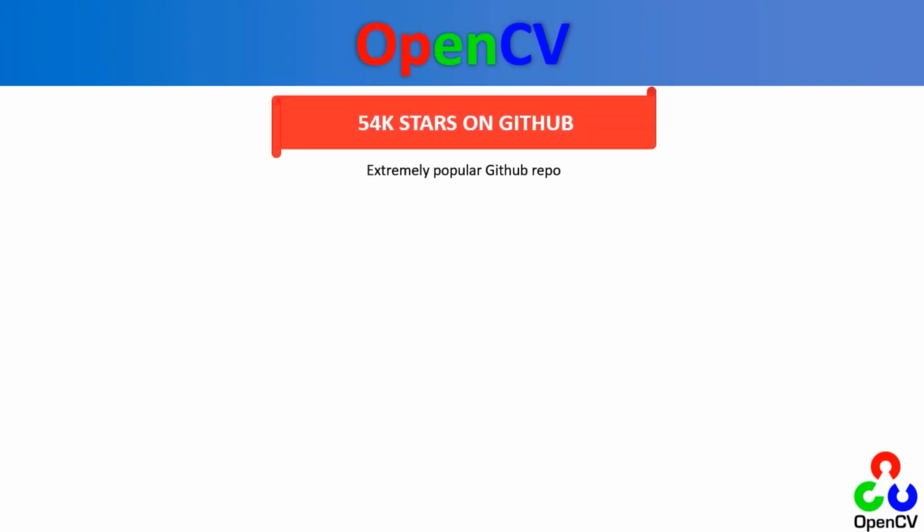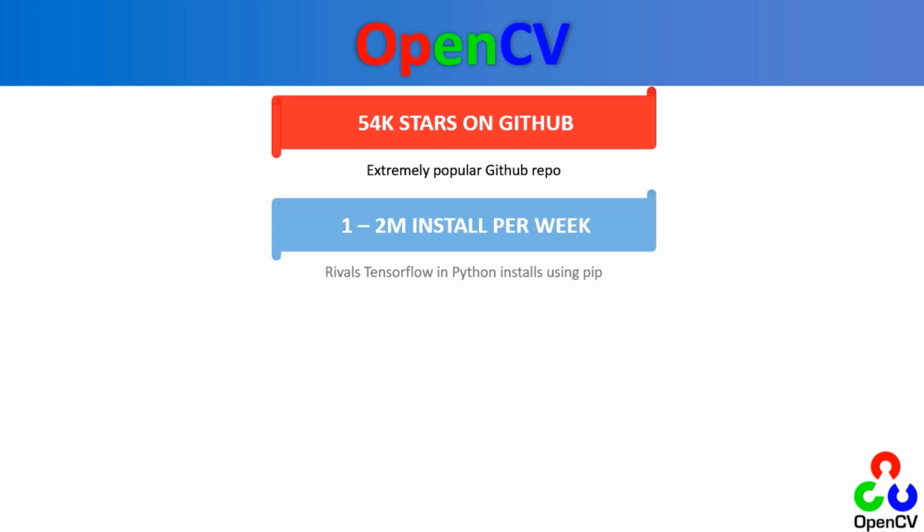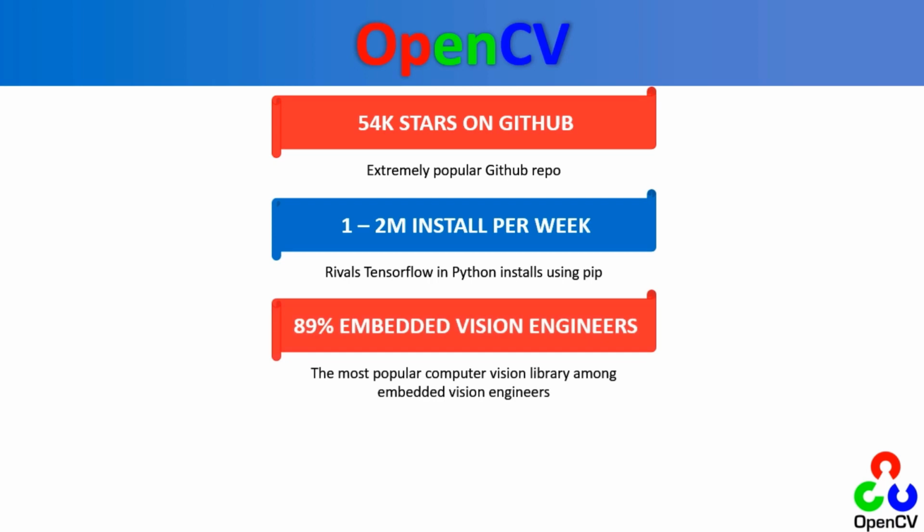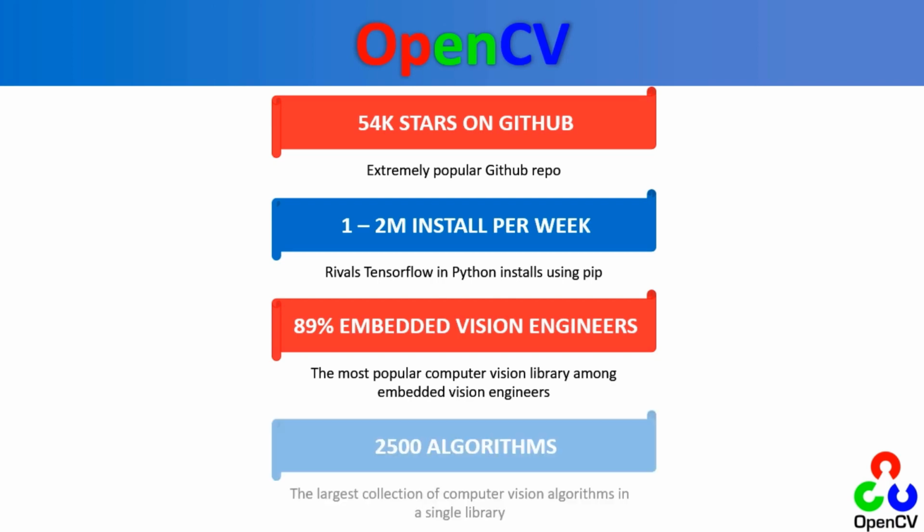OpenCV has 54k stars on GitHub, which is a very popular repository website where you can build your own portfolio. It is installed 1 to 2 million times per week, which rivals TensorFlow. It is the most popular computer vision library among embedded vision engineers. Lastly, it has the largest collection of computer vision algorithms in a single library, totaling up to 2,500 algorithms.